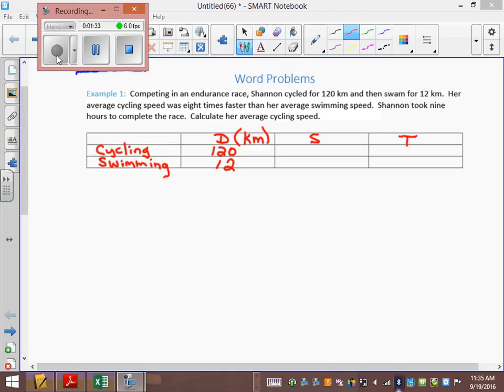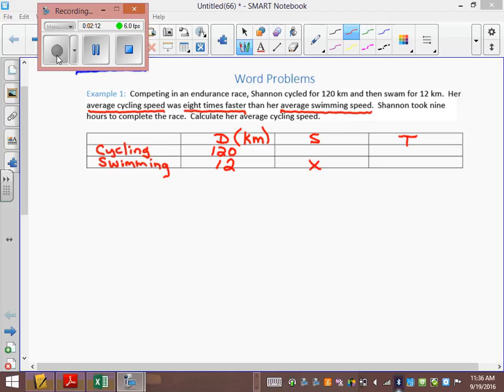It says her average cycling speed was 8 times faster than her average swimming speed, which makes sense. She's probably cycling faster than she swims. So what are we comparing? Cycling to swimming or swimming to cycling? Cycling to swimming. Yes. So 8 times faster. Her cycling speed is 8 times faster than her swimming. So her swimming speed will be x.